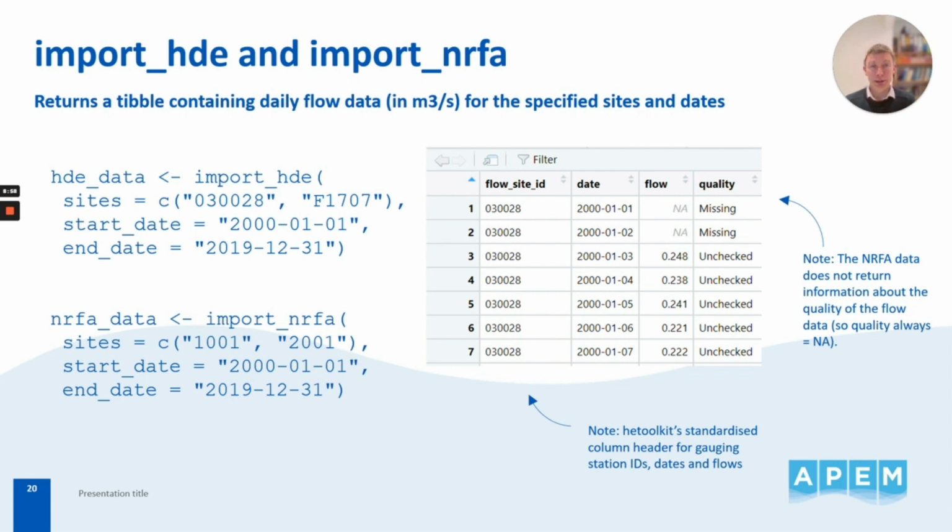The import NRFA function works in an almost identical fashion and will produce a very, very similar table. The only difference being that the National River Flow Archive doesn't return any information about the quality or reliability of the flow data. So that 4th column will always be blank or NA.